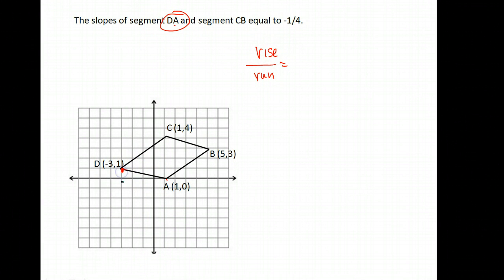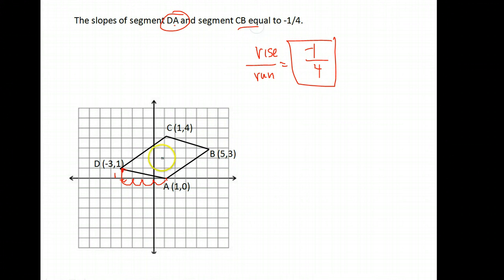So notice to get from D to A, I have to go down 1. Well, going down 1 is negative on a graph. Then I'm even with it, but I have to get over there to it, so I have to go over 1, 2, 3, 4. Going 4 to the right on a graph is positive, so it is -1/4 for DA.